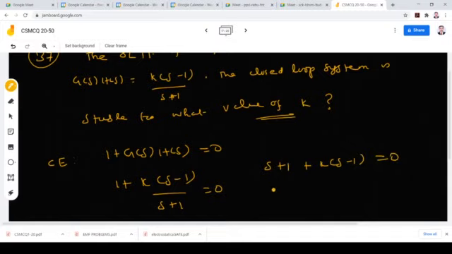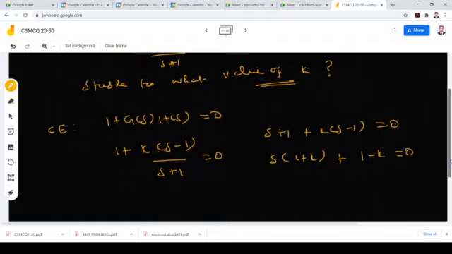This implies, I simplify this, it will be giving S into 1 plus K plus 1 minus K. So they are asking for what range of K the system is stable. See, we know the coefficient should be positive for this 1 plus K. The coefficient should be positive for a stable system if the characteristic equation is given. So when it is positive, 1 plus K must be greater than 0. This implies K must be greater than minus 1.